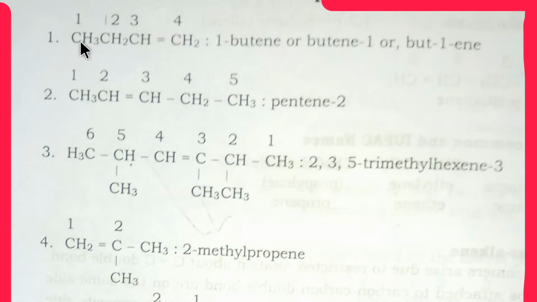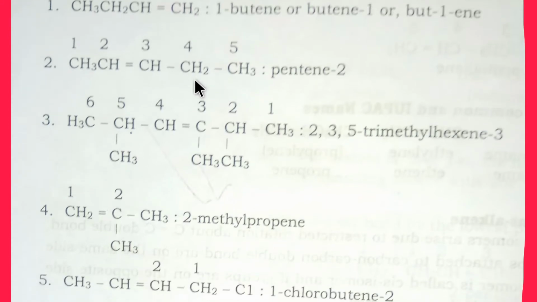What will be the name of this compound? 1, 2, 3, 4. But numbering this way is not correct. We have to number from this side: 1, 2, 3, 4. Then we are getting the double bond at carbon 1. And since this has 4 carbons, it is 1-butene, or butene-1, or but-1-ene. There are 3 ways to express the nomenclature of this compound.